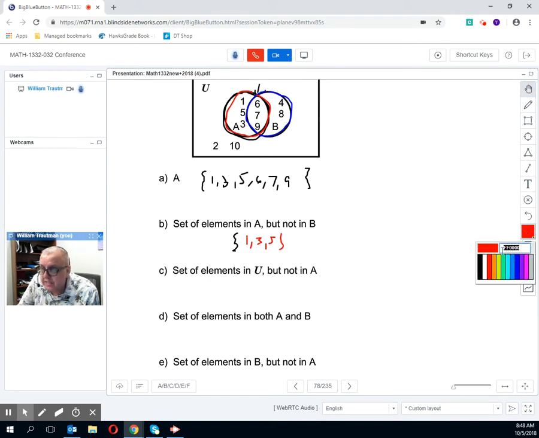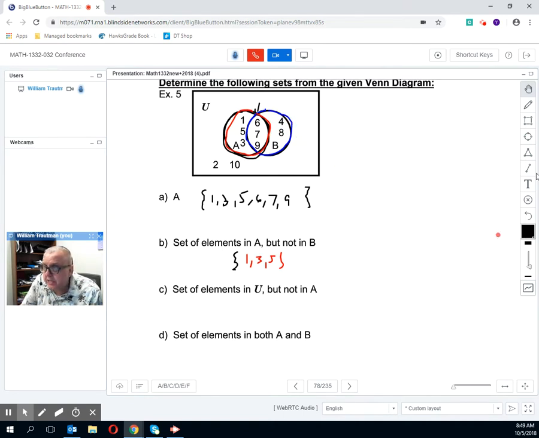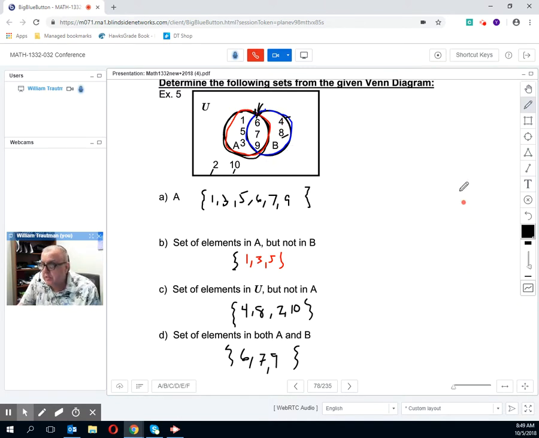So next is the set of elements in the universe, but not in A. So we're talking about all numbers that are in our universe, but not in A. 4 is not in A. 4 and 8 are not in A. Also, 2 and 10 are not in A, but they're in our universe. So these are all the numbers in the universal set that are not in A. And then finally, a set of elements in both A and B, and that's 6, 7, and 9. You see 6, 7, and 9 are in both the red and the blue circle. It's where they combine together.